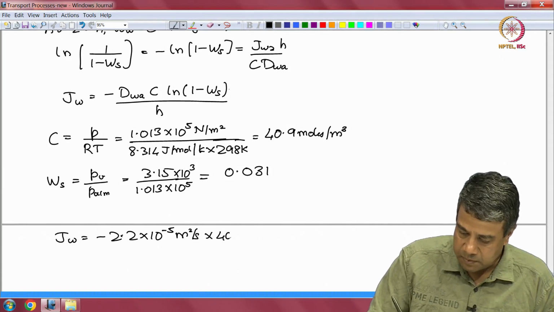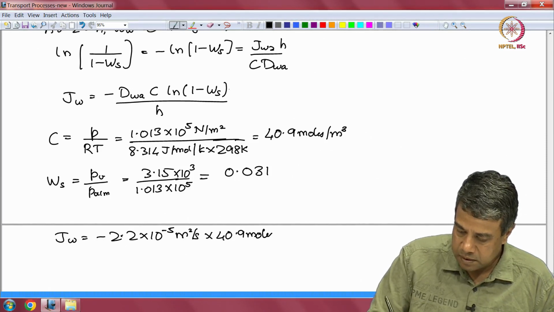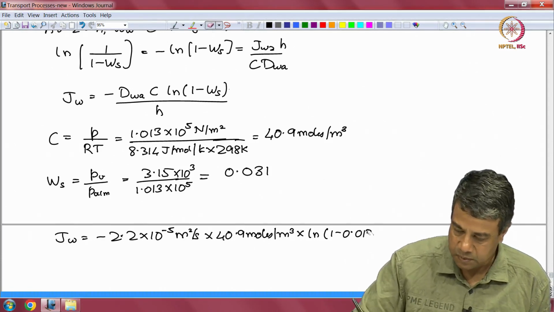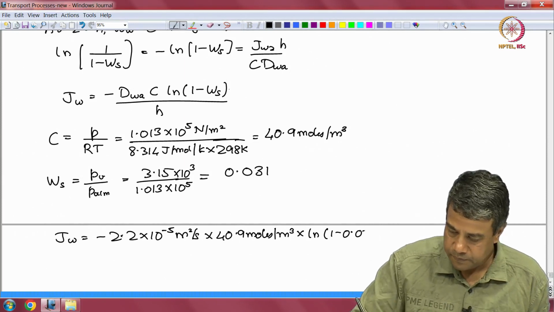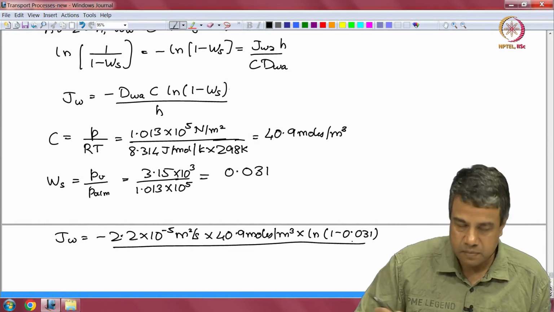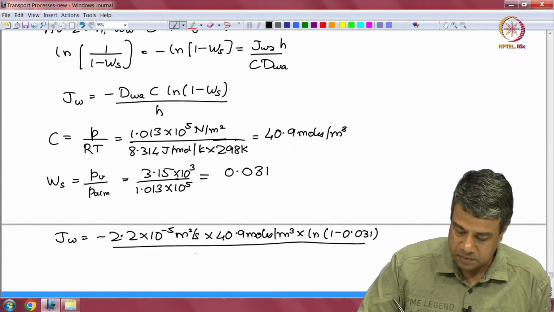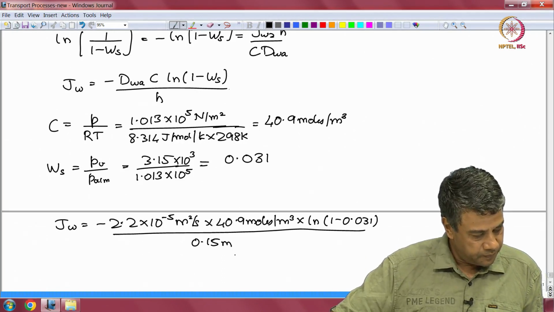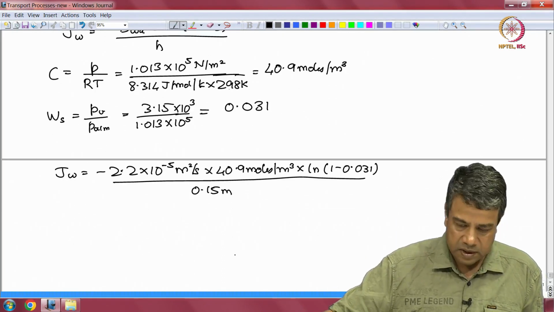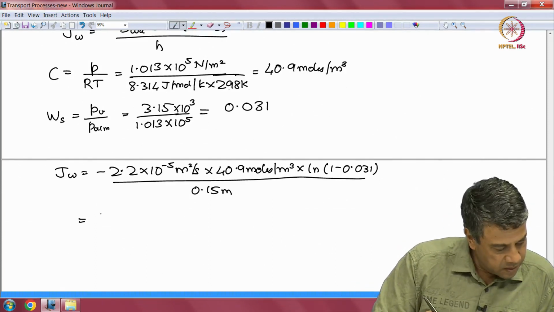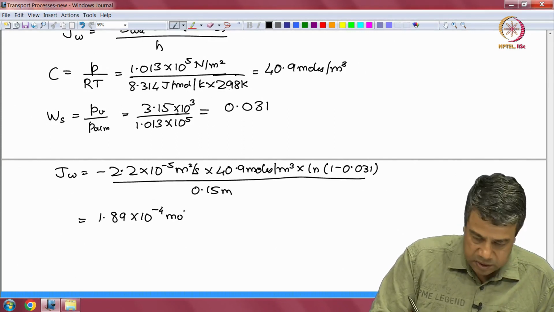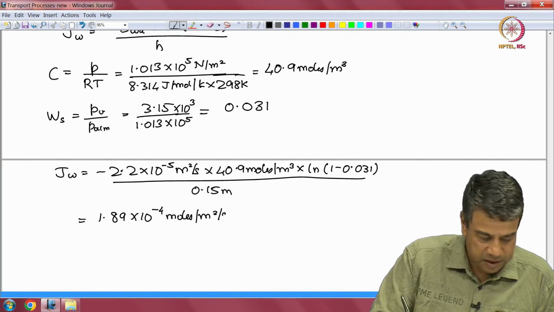into 40.9 moles per meter cubed into log of 1 minus 0.013, divided by h, which was 15 centimeters, so 0.15 meters. And if you do the calculation, you will ultimately get 1.89 into 10 power minus 4 moles per meter square per second.